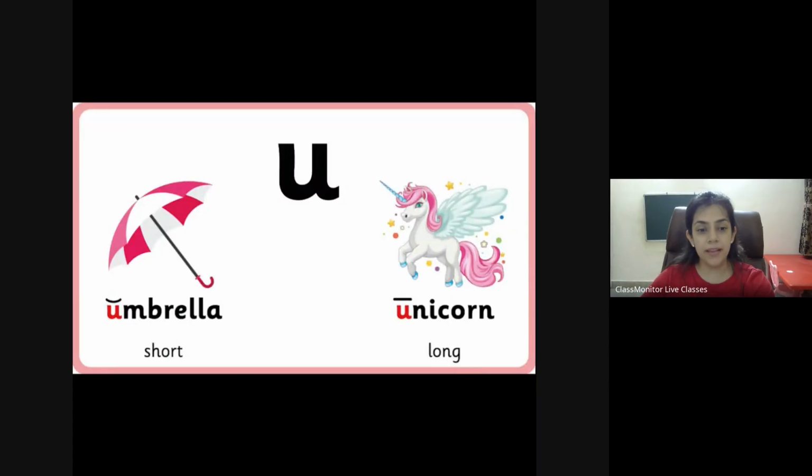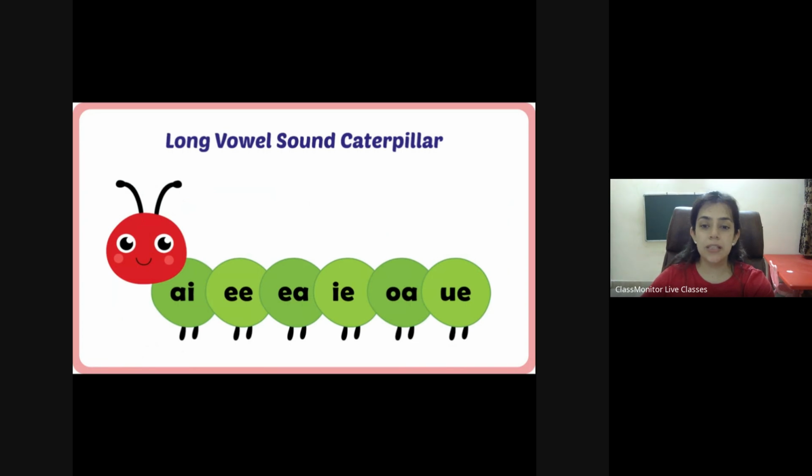All right. So now, when two vowels walk together, the name of the first vowel is going to be the sound. Now, this rule works only on six combinations. Apart from that, the rule is not going to work.